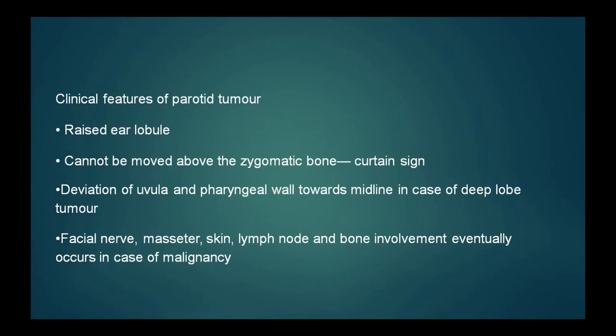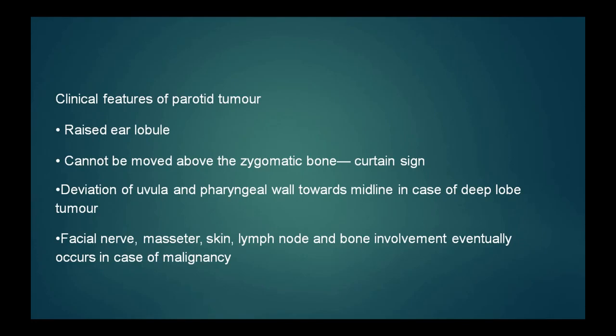So coming to the clinical features of a benign parotid tumor. As you saw in the picture, it raises the ear lobule and it cannot be moved above the zygomatic bone. That is known as the curtain sign. It is usually present if the tumor is in front of the ear. Then only we can test this curtain sign.